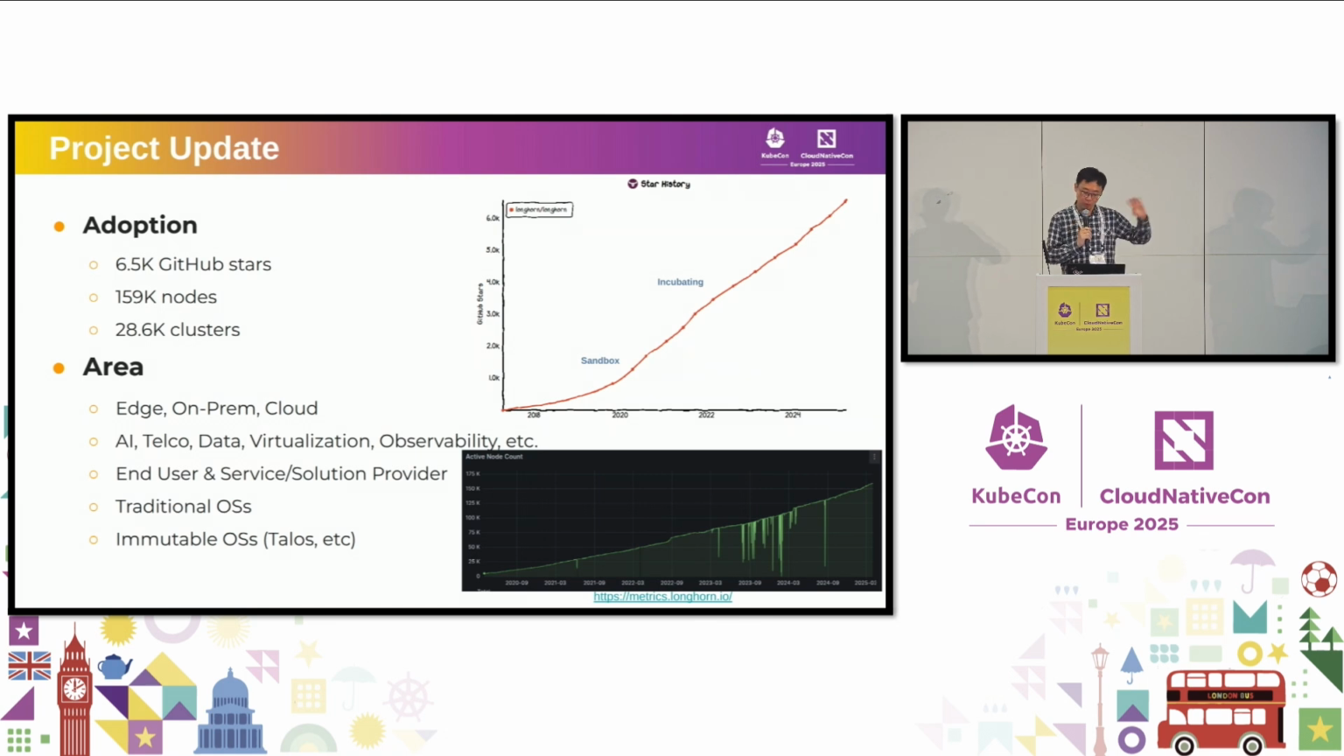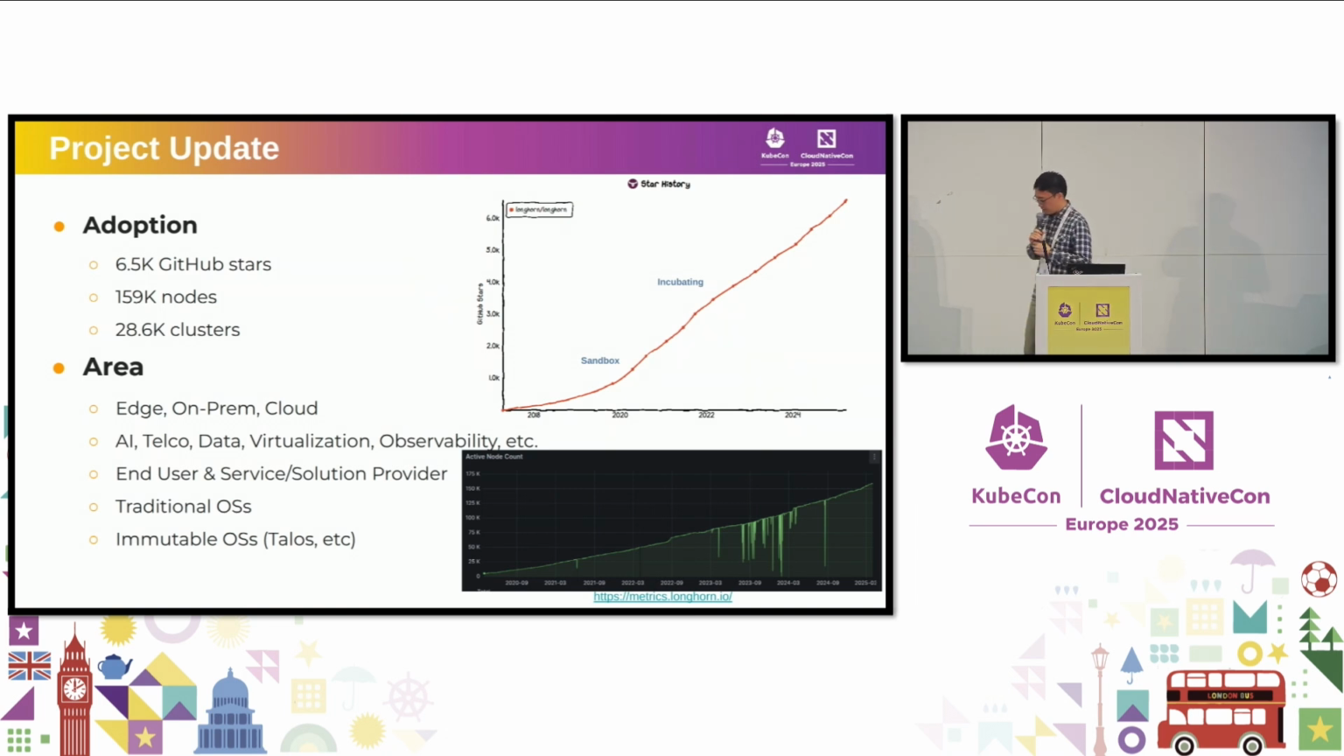Maybe more, we don't know, maybe run on-prem. And the adoption areas are home lab, edge, on-prem, cloud, private cloud, or public cloud, a lot. And for the domains: AI, telcos, data virtualization, observability, and especially, more recently, virtualization.